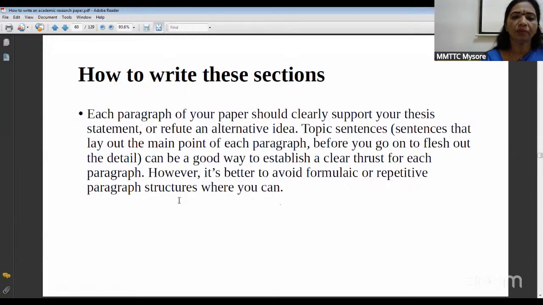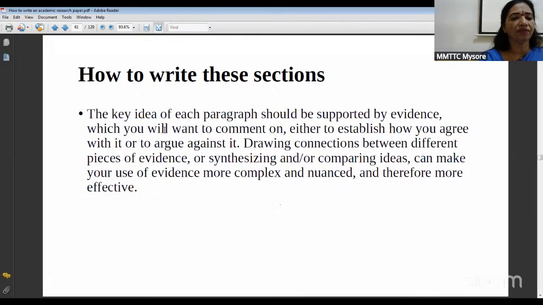Each paragraph of your paper should clearly support your thesis statement, because in order to prove your thesis statement or hypothesis or the motivation with which you have started to write a paper, it should be satisfied in each and every step. The key idea of each paragraph should be supported by the evidence which you will want to comment on, either to establish how you agree with it or argue against it. Drawing connections between different pieces of evidence and also with the results and the different ideas is very, very important.